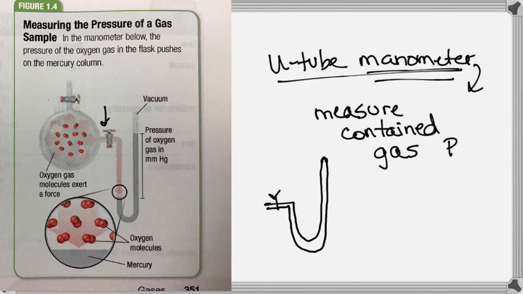You would start off with a mercury level that is even on both sides. That way, whenever you open up that valve and let the gas come in through here, as that gas pushes down on the mercury, the mercury on the other side will rise, and that difference in height is going to translate to what the pressure is on the gas. So this is a U-tube manometer.